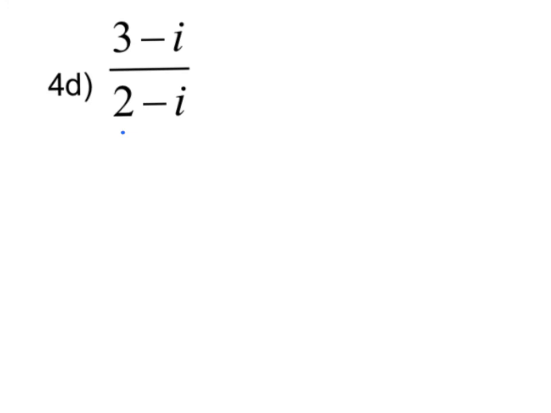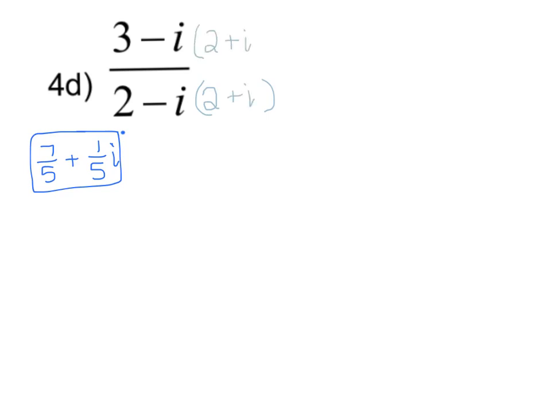Your final answer on 4d, you should get 7 over 5 plus 1 over 5i, or just i over 5. My hint to you is the complex conjugate you will multiply by on top and bottom will be 2 plus i and 2 plus i. Feel free to FOIL, but if you prefer to do the box method when you are multiplying the two binomials together, that's fine too.